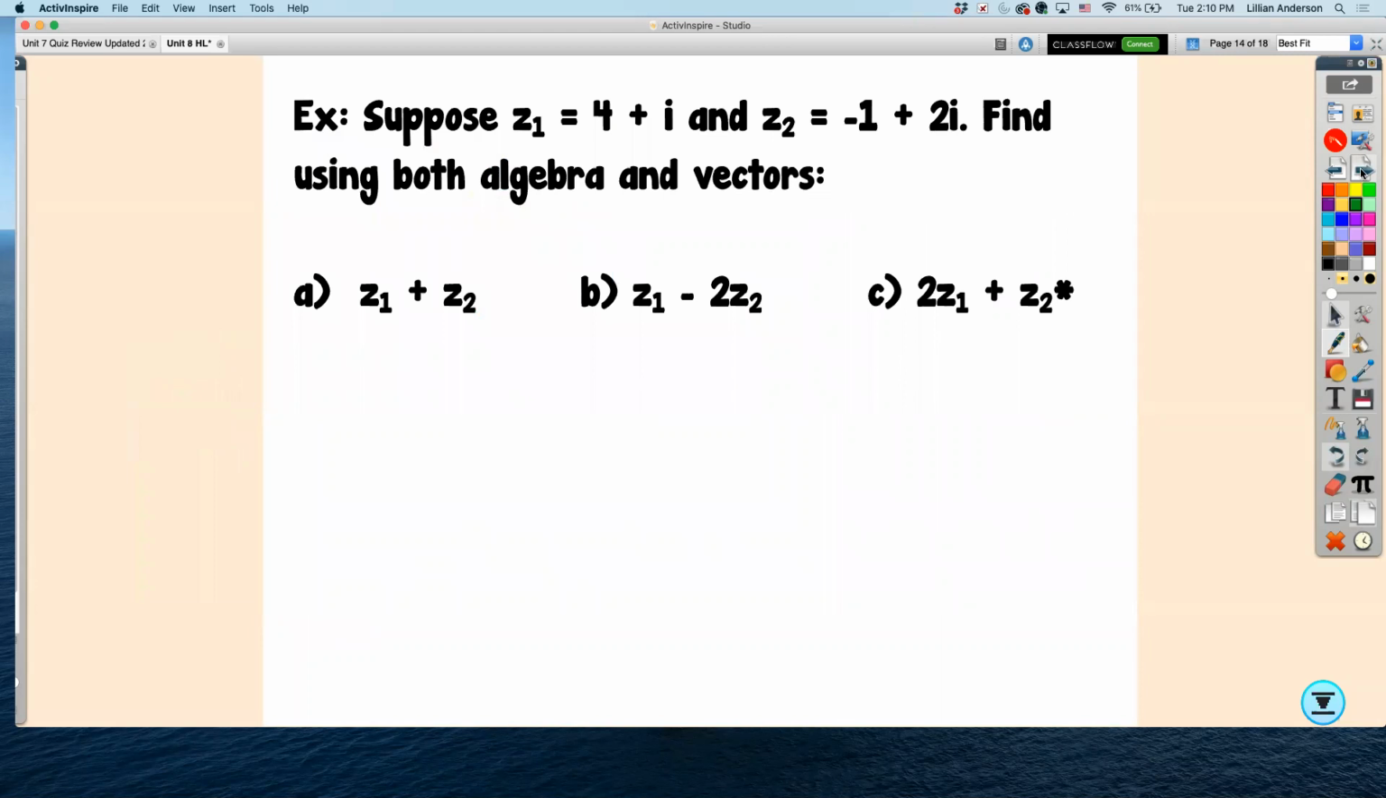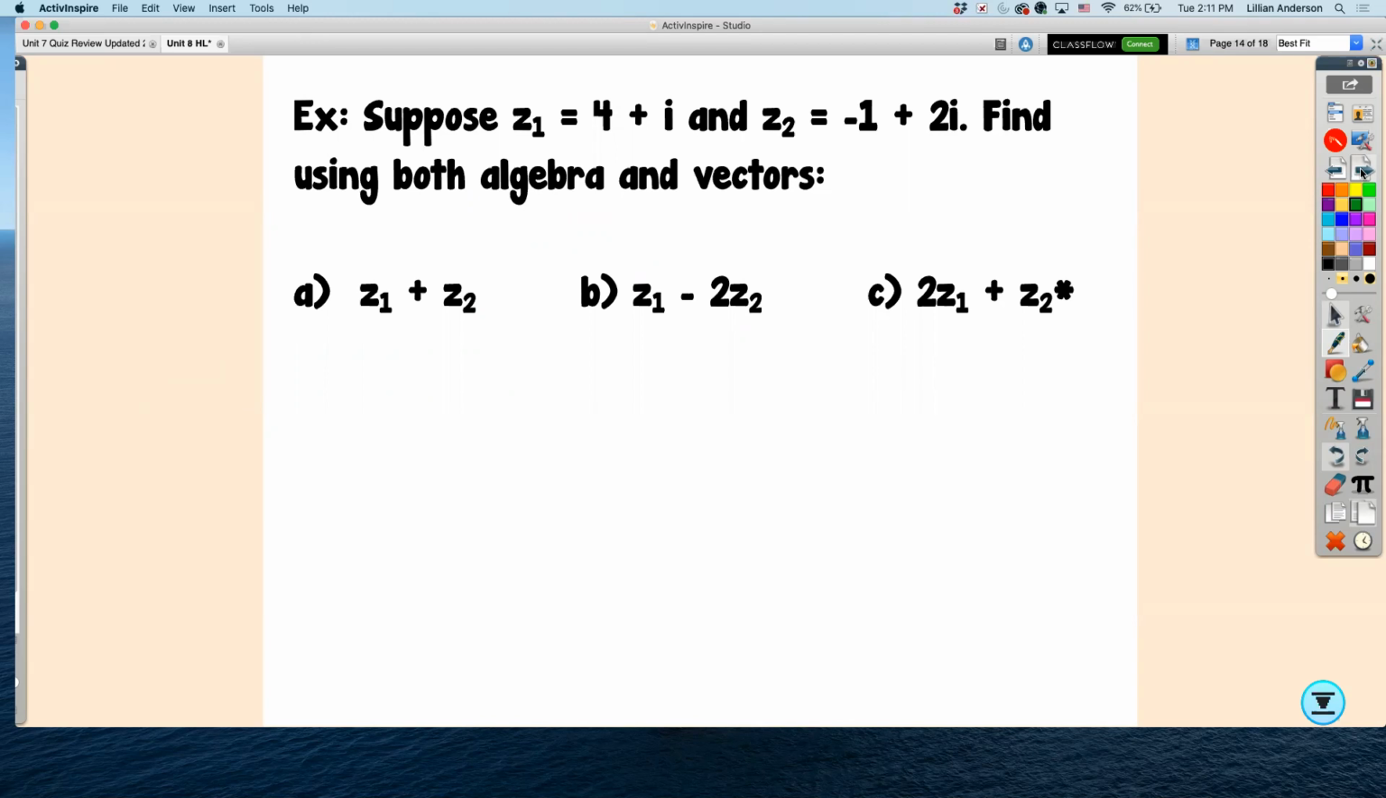Okay. So I'm going to use that as well as refresh your memory on vectors, because once we get through this last little bit, I got to go back over some vector stuff. So it's actually really good. Suppose Z1 is equal to 4 plus i and Z2 is equal to negative 1 plus 2i. We're going to find both results algebraically and using vectors.